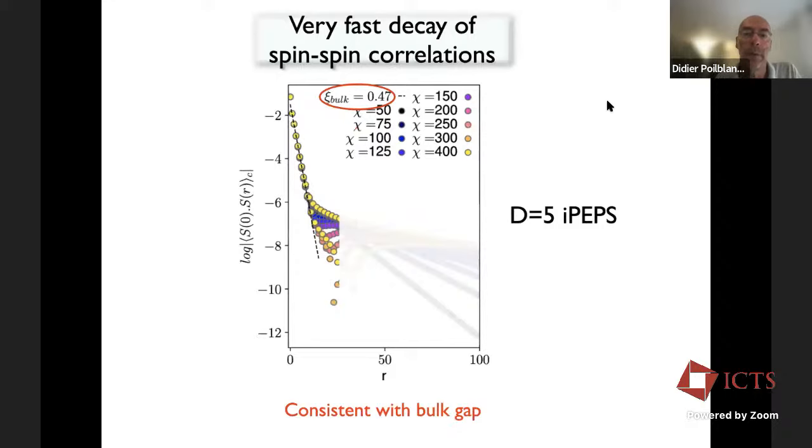Now the third thing we look at is the spin-spin correlation. So this is here the spin-spin correlation as a function of distance in a semi-log plot. And what we see is that at short distance, maybe up to distance, let's say 10, it decays very fast. So in the semi-log plot, it's very well linear. And if I look at the slope here, I get a correlation length that is less than half a lattice spacing. So it's a very short correlation length here. That's precisely consistent with the fact that the bulk of the system is gapped, as it should be.